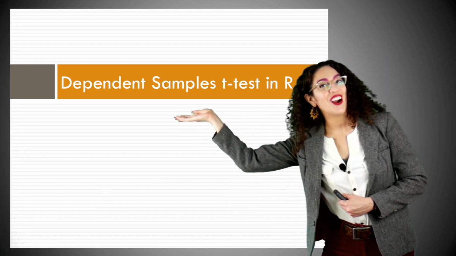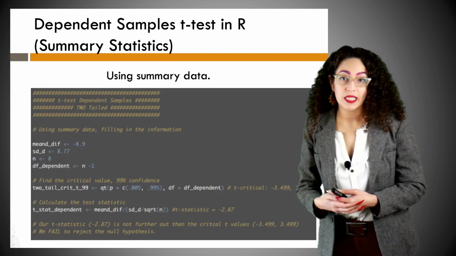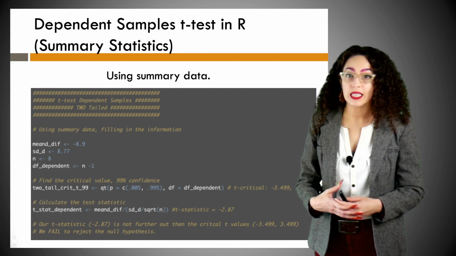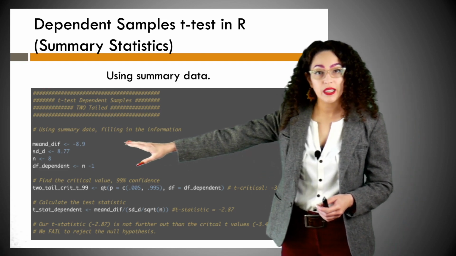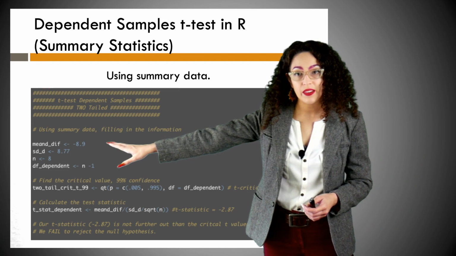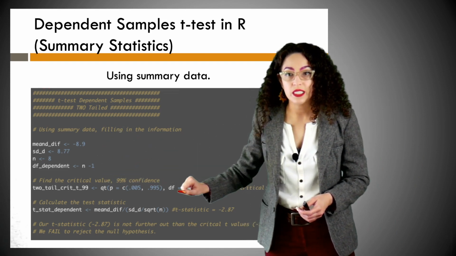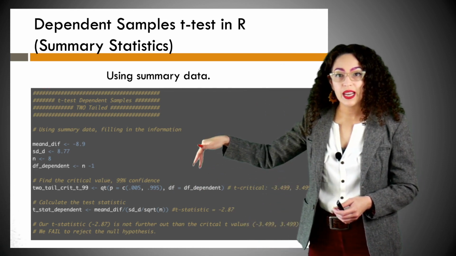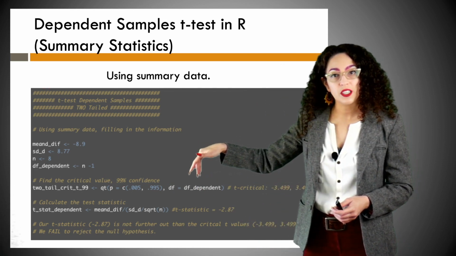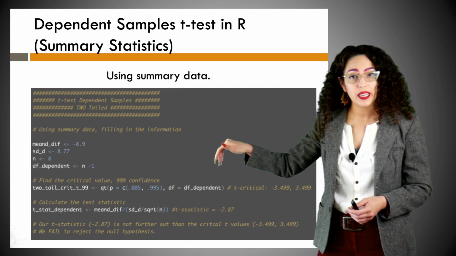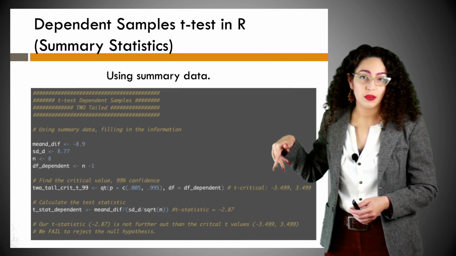Dependent samples in R. This is how you would do a dependent samples t-test in R using summary statistics. So we would take that average from our weight loss example of negative 8.9. We have our standard deviation, the sample size, and our degrees of freedom. Then we ask R, again, using that qt function to get the critical values that we need, and we have that negative and positive 3.499.